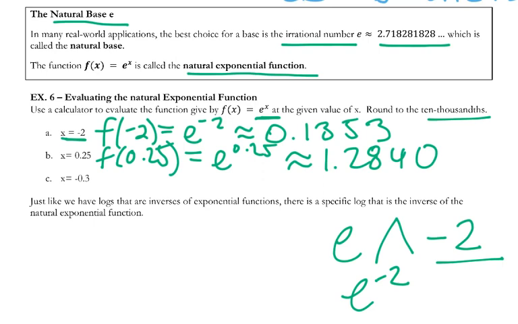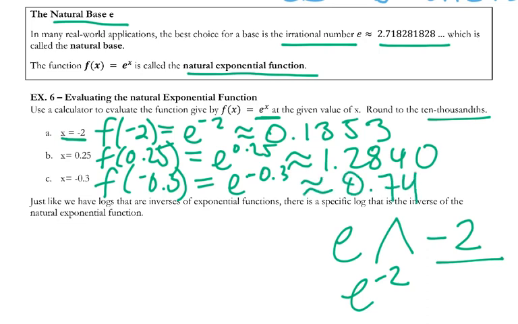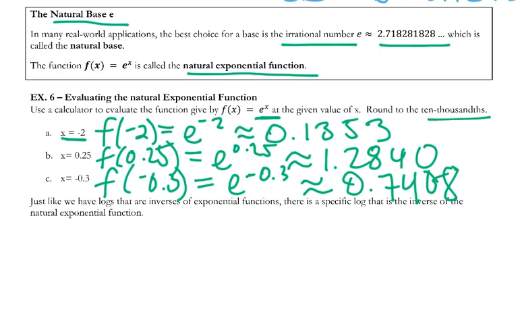Finally, let's do it with a negative 0.3. So even when we type in a negative exponent, like negative 0.3, that does not give us a negative answer, right? It's just creating a smaller number here. Okay, so that's evaluating e to the x.